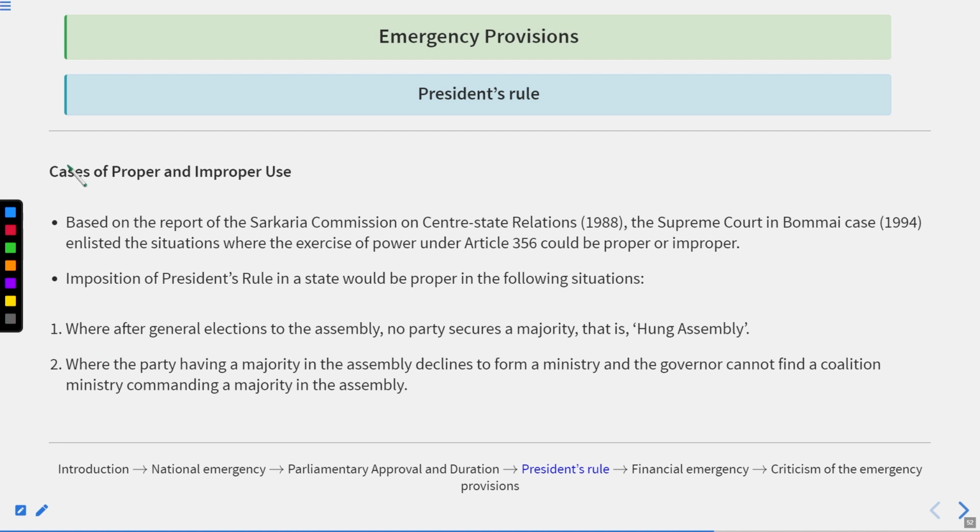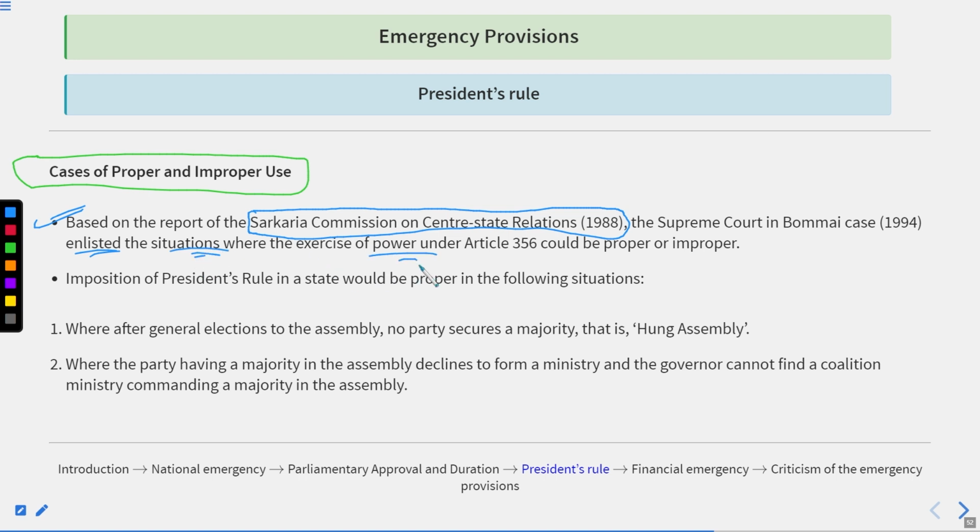Thereafter, cases of proper and improper uses. What do we mean by this? Based on the report of the Sarkaria Commission on Center-State Relations, 1988, the Supreme Court in the Bommai case, 1994, enlisted the situations where the exercise of power under Article 356 could be proper or improper. Imposition of President's rule in a state would be proper in the following situations. The first situation is where, after general elections to the assembly, no party secures a majority, that is, a hung assembly.